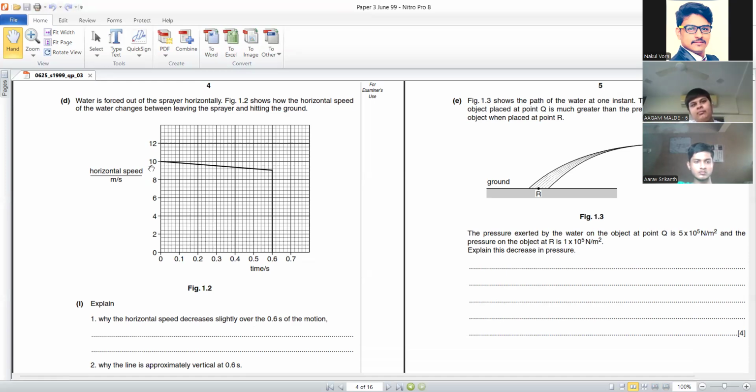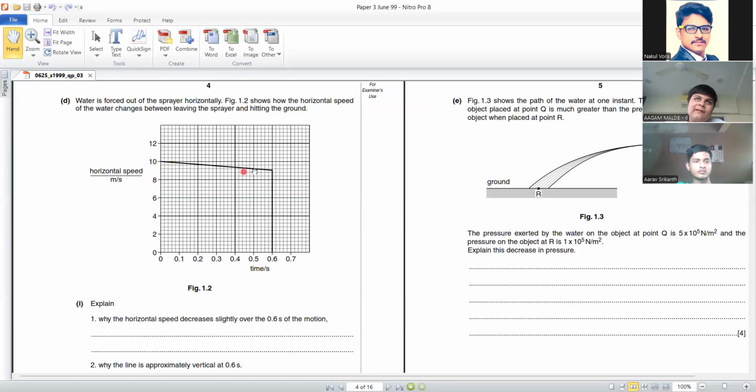So what is the time of flight of the water from here to here? Then it suddenly became 0, which means the water has stopped moving. That means it has touched the ground. So at what point is it touching the ground? 0.6 seconds. At 0.6 seconds it is touching the ground. Yes, right? And mid-air it is going from 10 to 9. What does that mean?